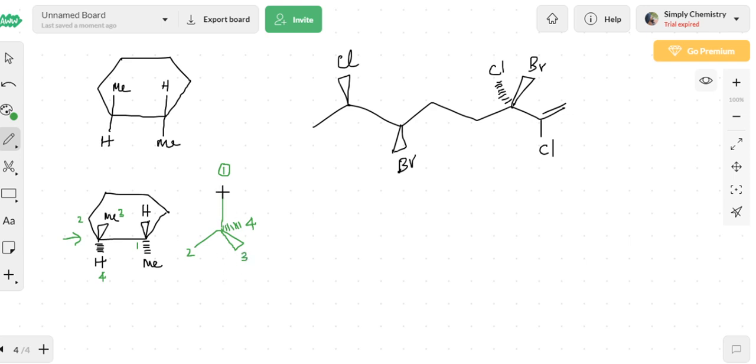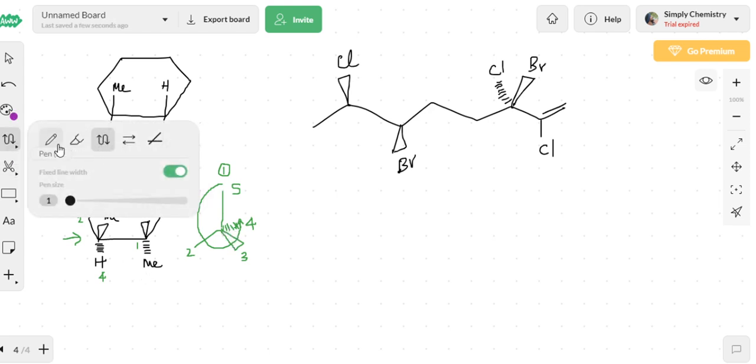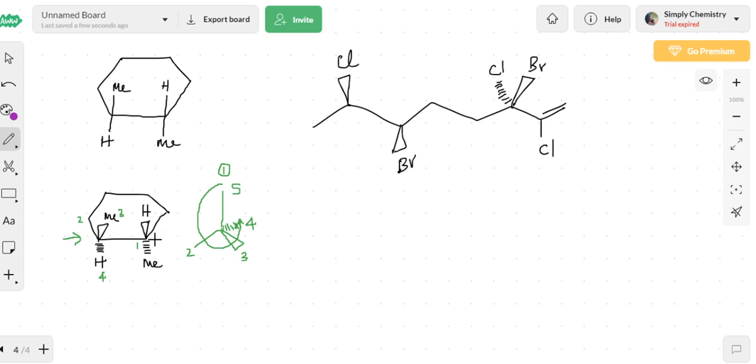So without drawing the Fischer notation, you can easily draw it now, as the 4th group is already projected behind. So it is 1, 2, and 3. You could see it is anti-clockwise direction, so it has S configuration. So let us proceed to the second one.